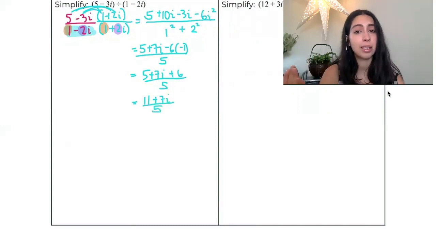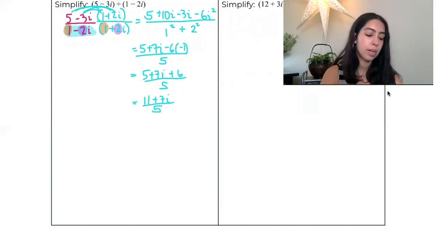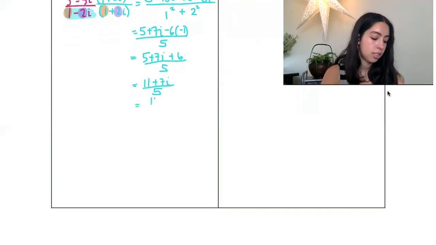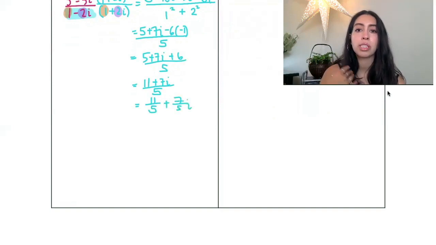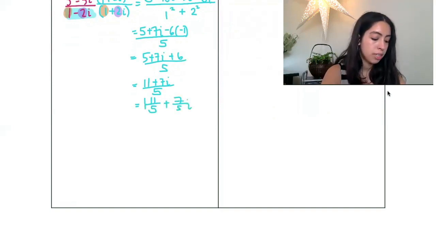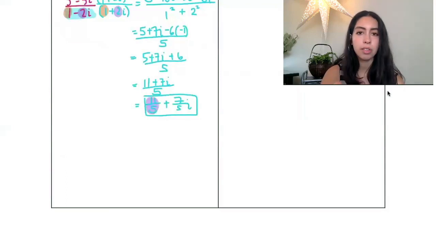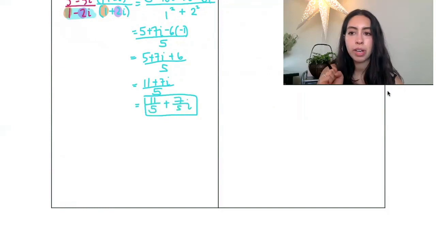So this is technically simplified already. We've got only one complex number and it's being divided by a real number. So we can stop there, or we can break it down and turn this into 11/5 plus 7/5 i. So this turns it into a more standard complex number because you can see very clearly that we have the real part of the complex number and we have the imaginary part of the complex number. So that will be our final answer.